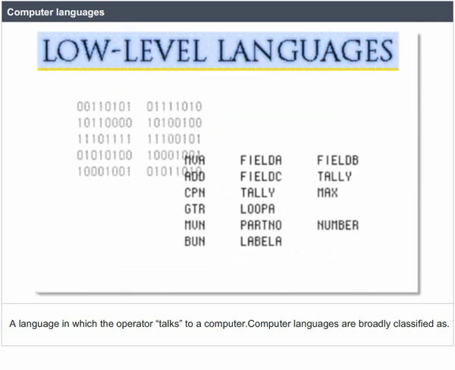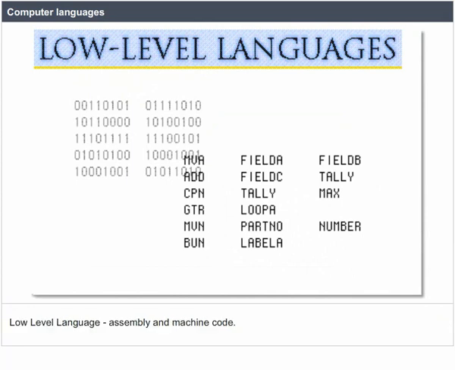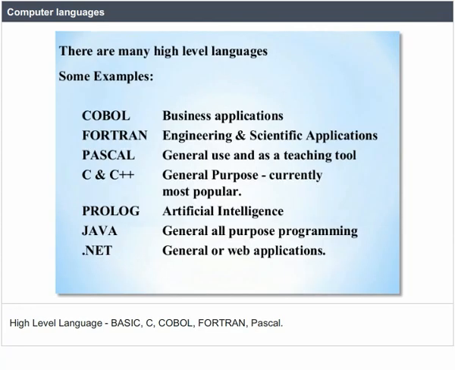Computer languages. A language in which the operator talks to a computer. Computer languages are broadly classified as low-level language, that is, assembly language and machine code, and high-level language, Basic, C, COBOL, Fortran, Pascal, etc.